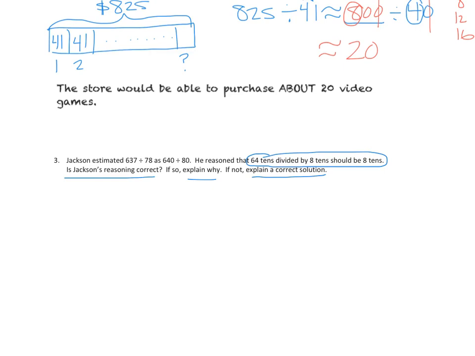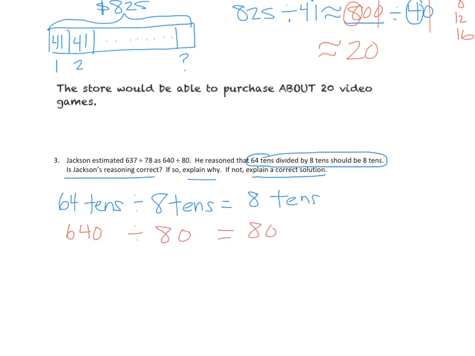All right, so first, let's write what Jackson did. He did 64 tens divided by 8 tens equals 8 tens. All right, this is unit form. Now let's turn them into actual standard form numbers. So 64 tens is actually 640. 8 tens is 80. And then 8 tens again is 80. So here it is in normal standard form.